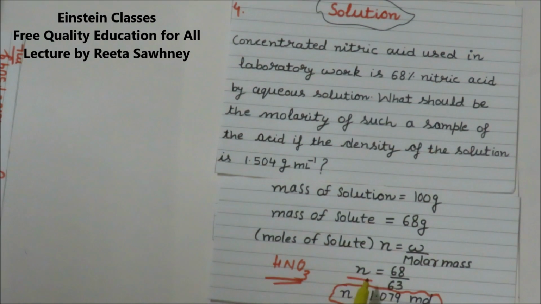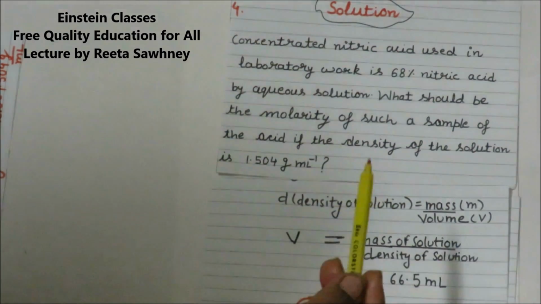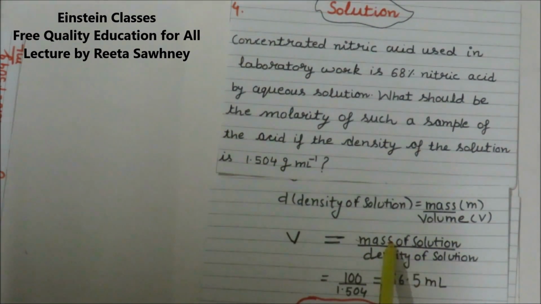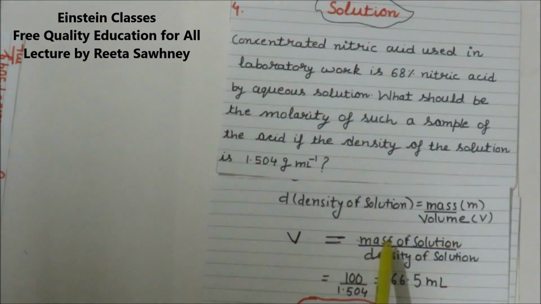Now our second aim is to find out the volume of solution, because we need to find the molarity, which is n by V. So this is the n. Now we are going to calculate the volume. Volume can be calculated with the help of the density of solution. Density is mass by volume. Mass of solution is 100 gram because we have the 68%, and density of solution is 1.504 gram per ml.